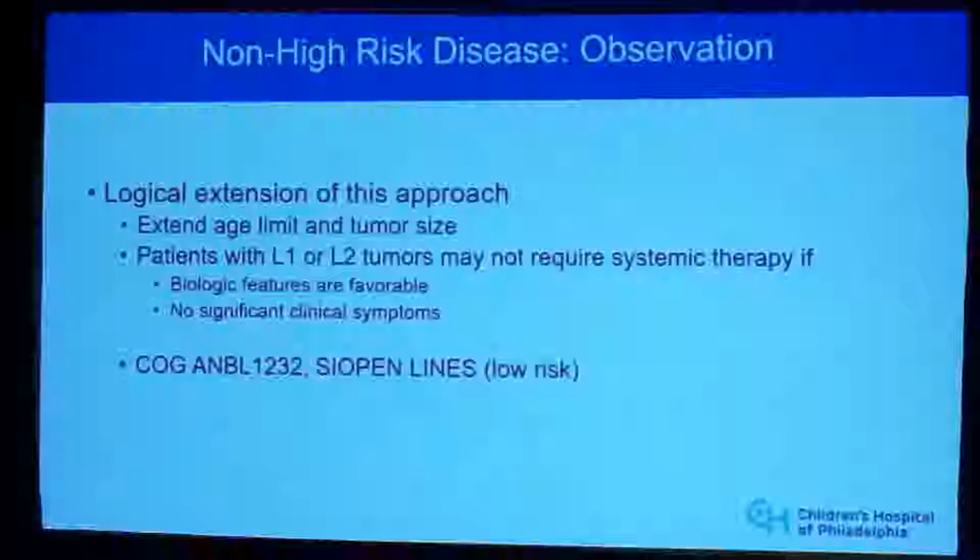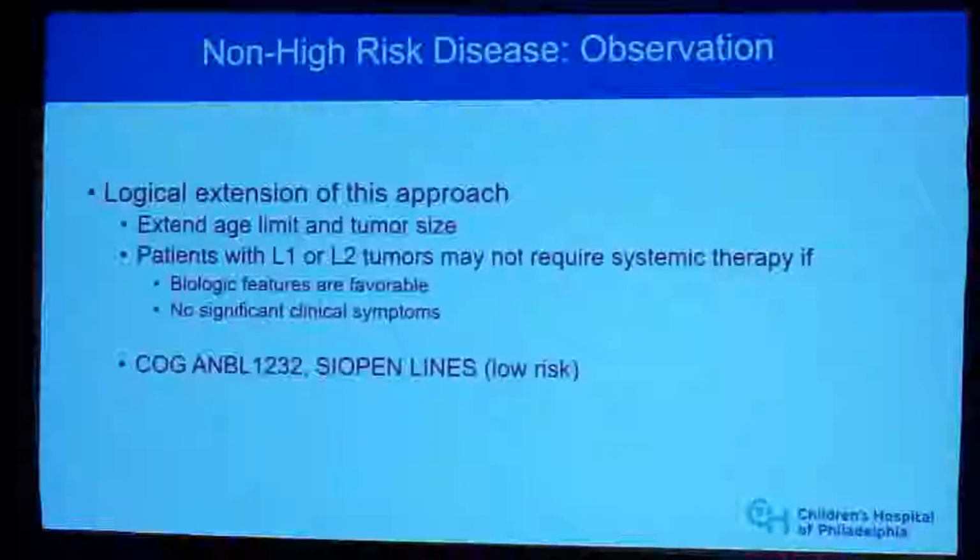The logical extension of this really important data was that maybe we can go beyond the perinatal patients and the very small tumors, and maybe there are other children in whom we could first do no harm. And so a number of different groups are now studying a logical extension of this approach with older patients, a little bit larger tumors, who have favorable biologic features and no clinical symptoms. And that's being done both in the European context and also in a current COG trial.